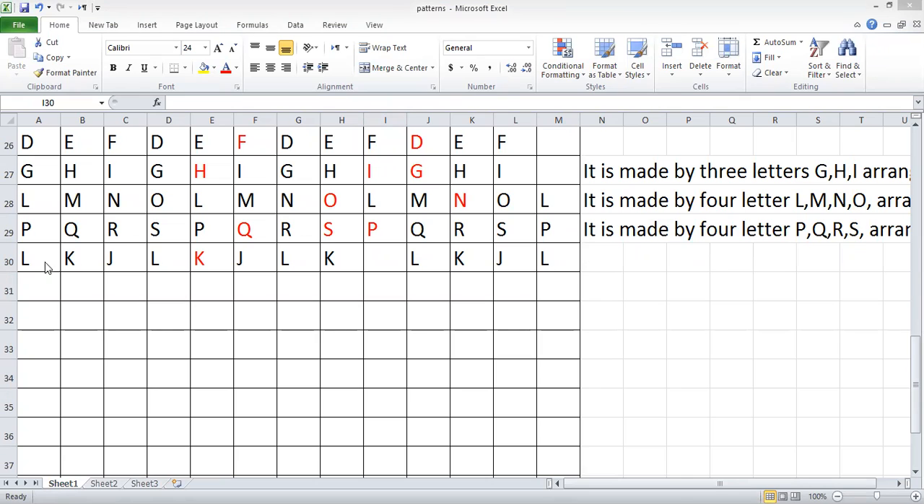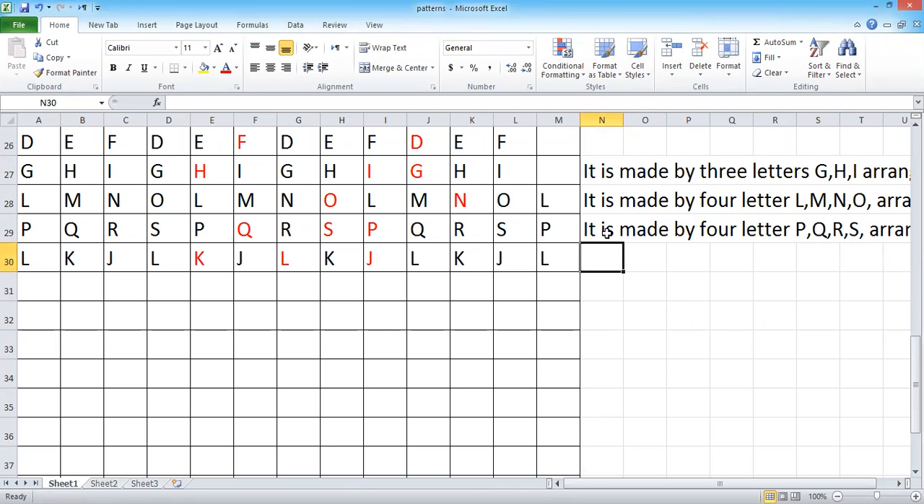Look at this pattern, guys. This is L, K, J. L, K, and this should be J. Okay, so this was L and this is J. What is the pattern here? We will see. We will write here.